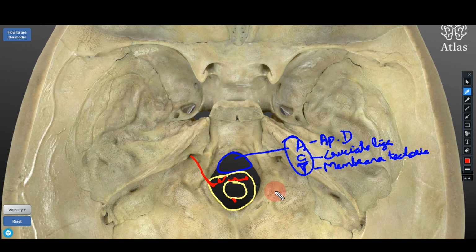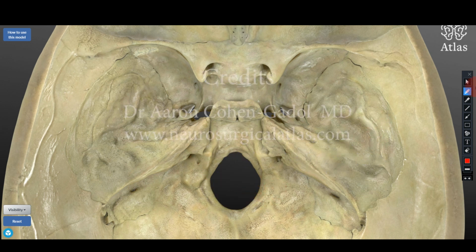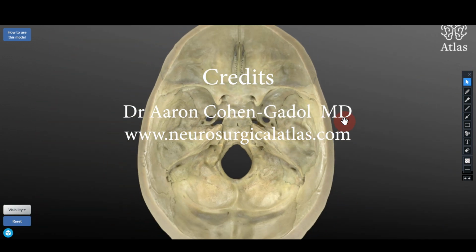So these are the main foramina that you need to learn when you learn about the cranial fossa. Thank you.